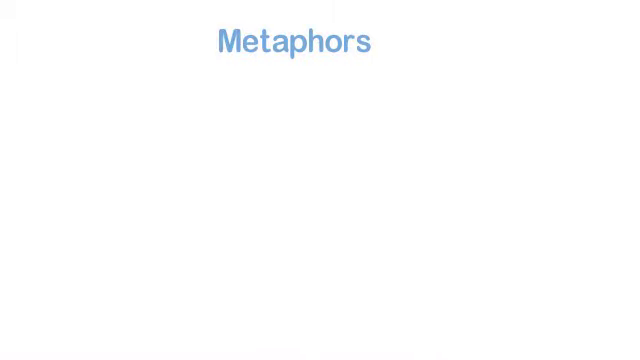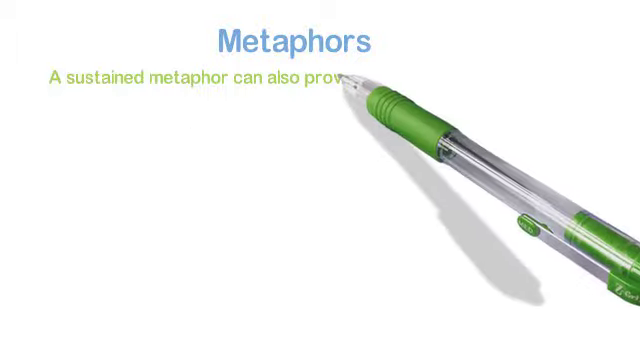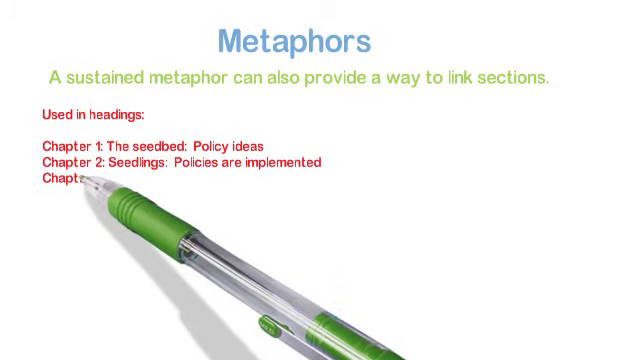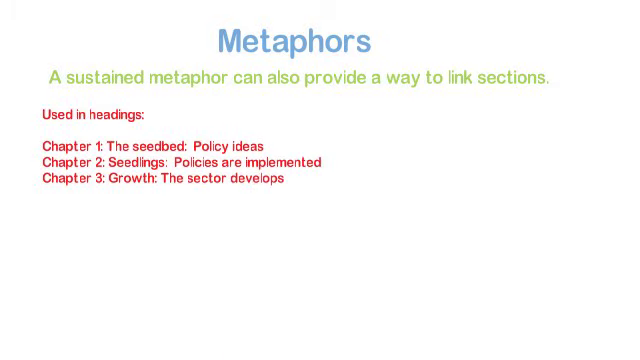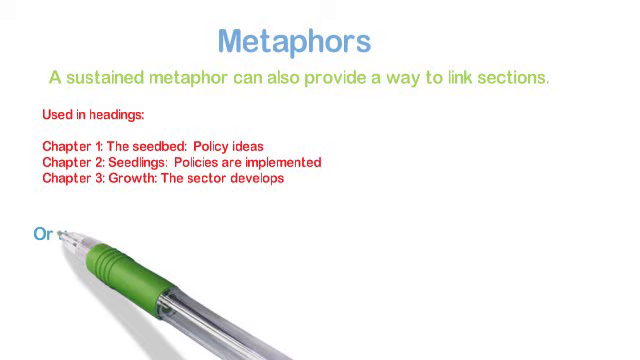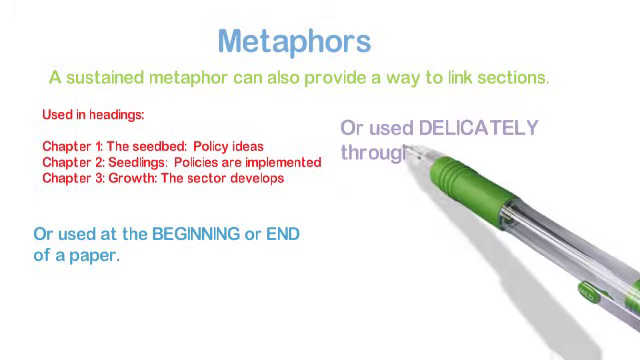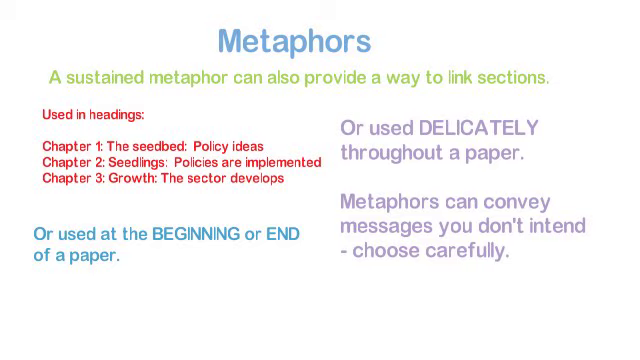The last technique is metaphors, and this is where you provide an idea in the mind of your reader, and it can be a way of providing a sustained flow and a way to link sections together. So for example, you could use it only in the headings. Chapter 1, the seedbed, policy ideas. Chapter 2, seedlings, policies are implemented. Chapter 3, growth, the sector develops. So you don't need to expand on the metaphor, you're just dropping it in for your reader to see how things are building. Or you could use it at the beginning of a paper and at the end of a paper or a chapter and pull it together at the end.